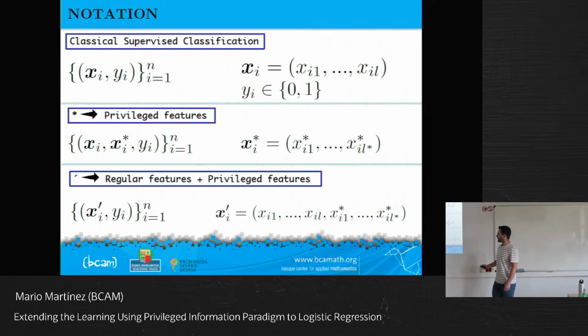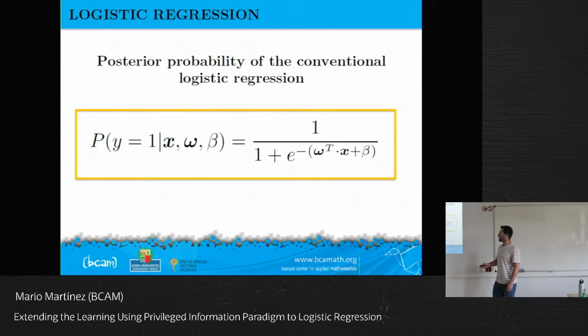Here we have the regular features, our privileged features, and our output. In some cases, we need to denote regular and privileged features together, so in this case, we use an apostrophe, and we collect the regular features and all the values of the privileged features. Also, as a quick reminder, I think we all know this equation. We have the posterior probability of the conventional logistic regression, where the parameters omega and beta are really important for our model.